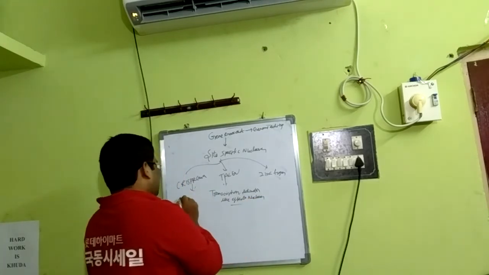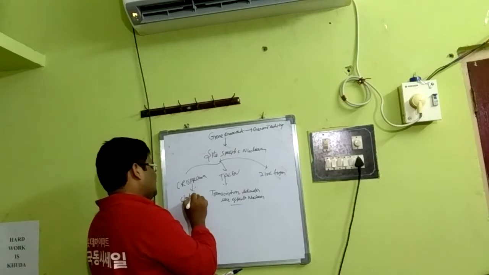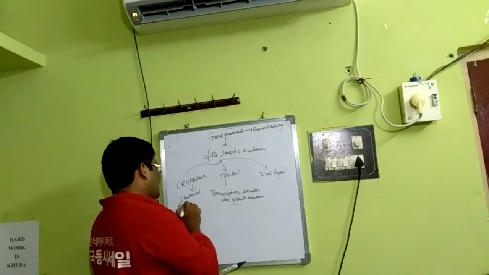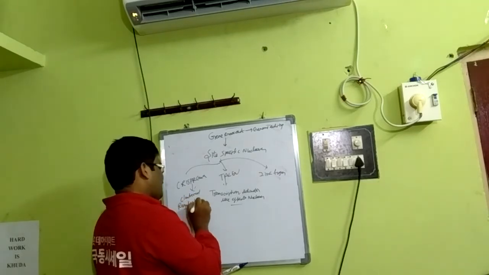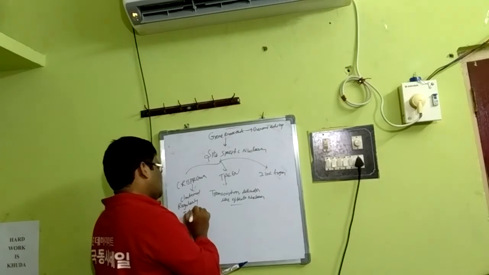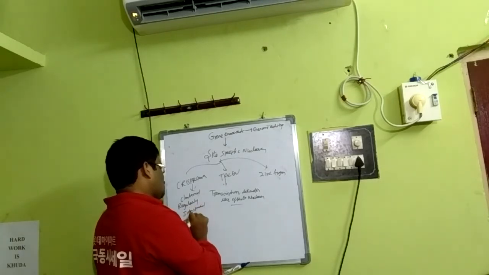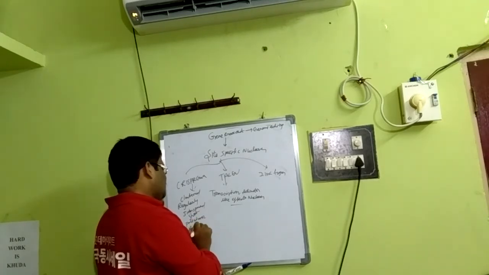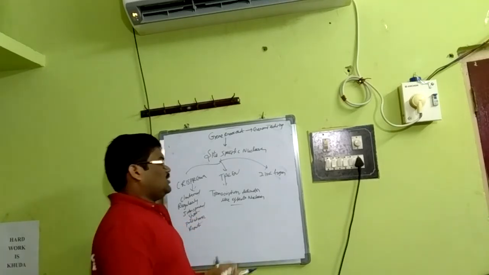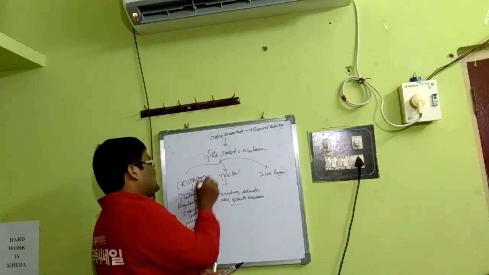CRISPR is nothing but clustered, regularly interspaced, short palindromic repeats, associated protein. These we have discussed in the last class.